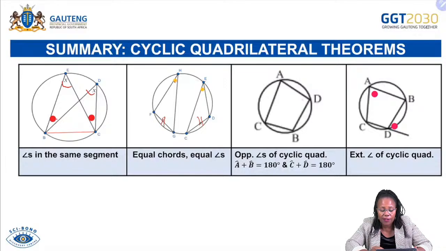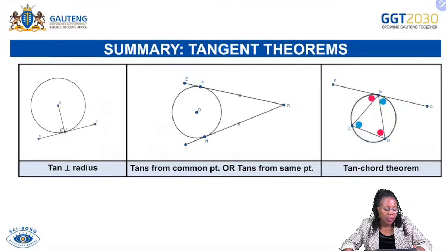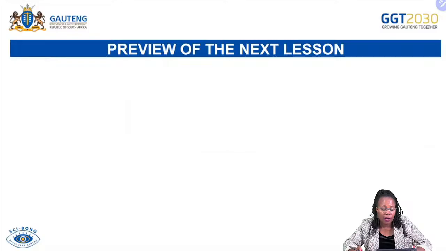Opposite angles of a cyclic quad add up to 180: A plus B equals 180, C plus D equals 180. Exterior angle: you come in, you pass, the next angle will be equal to the exterior angle. Tangent perpendicular to radius, tangents from the same point, and the tan chord theorem are also part of your theorems, grade 12s.